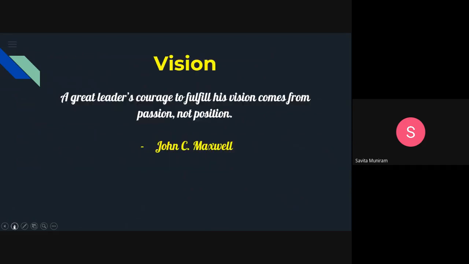Next slide. Okay, vision. A great leader's courage to fulfill his vision comes from passion and not position. And that was said by John C. Maxwell. Next slide.